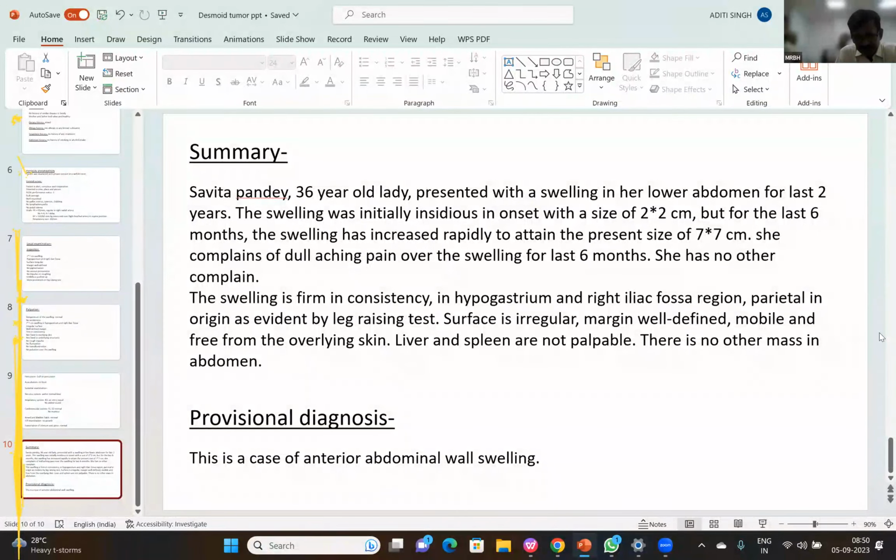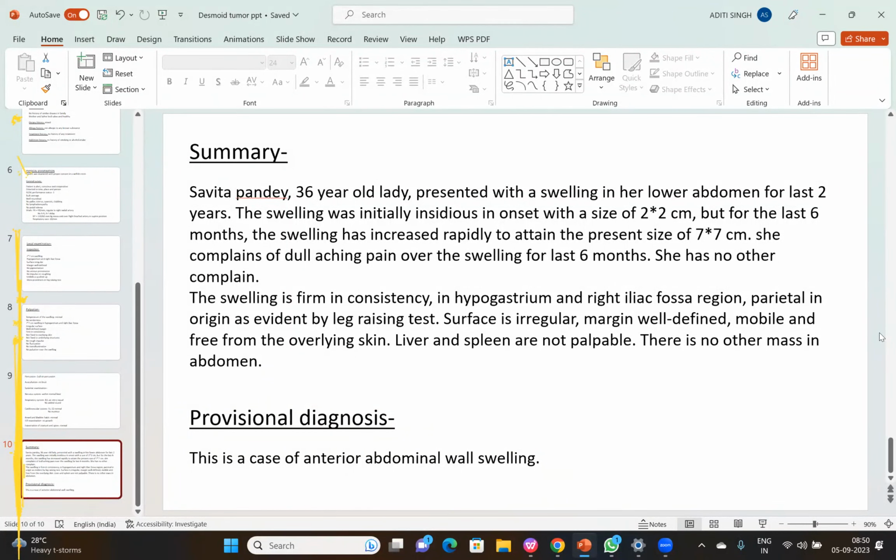So you should do other baseline investigations, like hemogram, sugar, urea, creatinine. Then chest X-ray, ECG, and if required, echocardiography. So baseline investigations to assess her fitness for surgery. What surgery are you planning for this patient? The wide local excision.